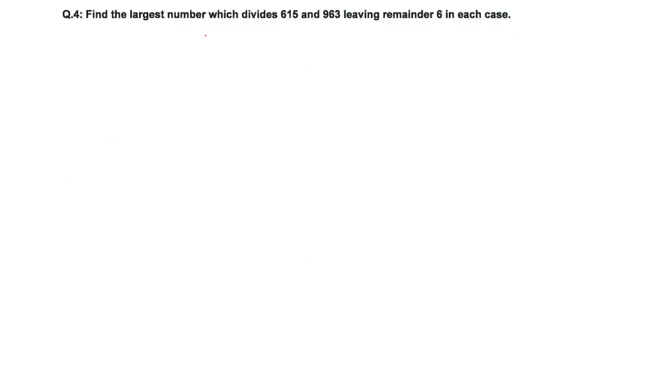Find the largest number which divides 615 and 963, leaving remainder 6 in each case. The question is that there is a number, say x. If I divide 615 by x, I get a remainder of 6. If I divide 963 by x, I get a remainder of 6. So how to find this x?